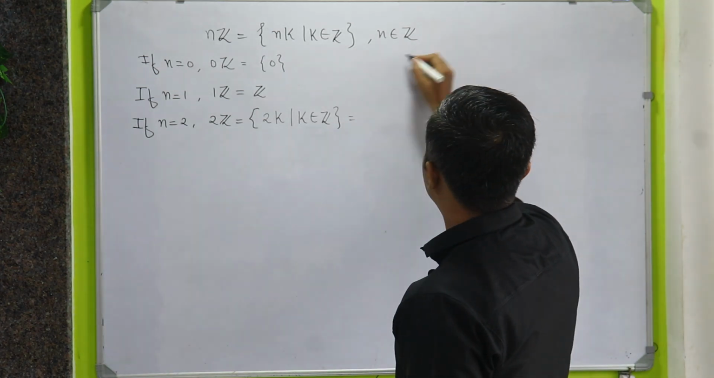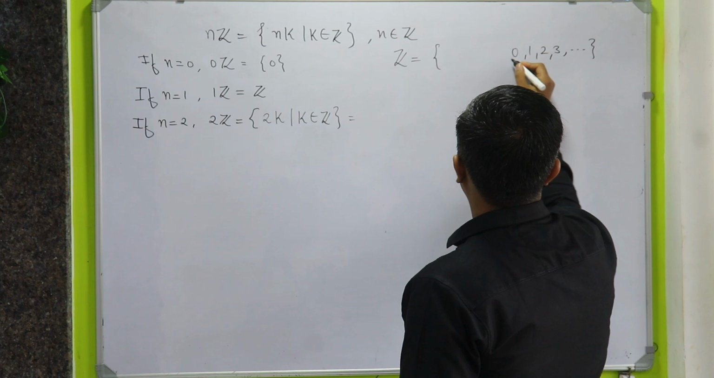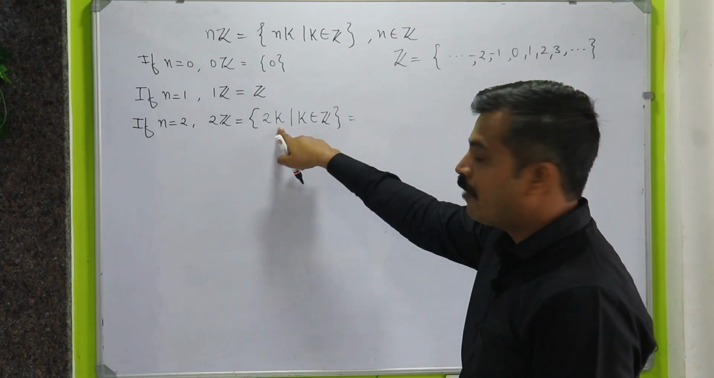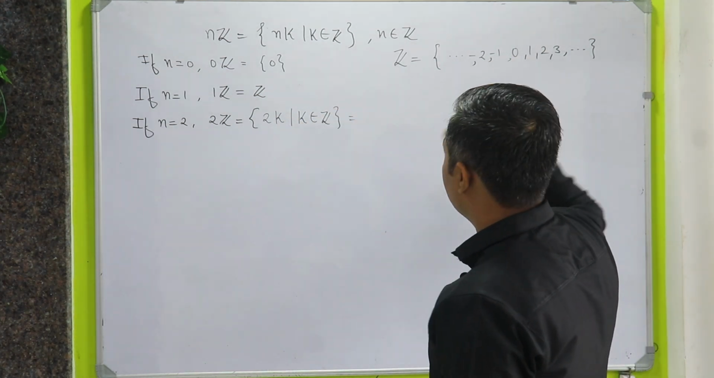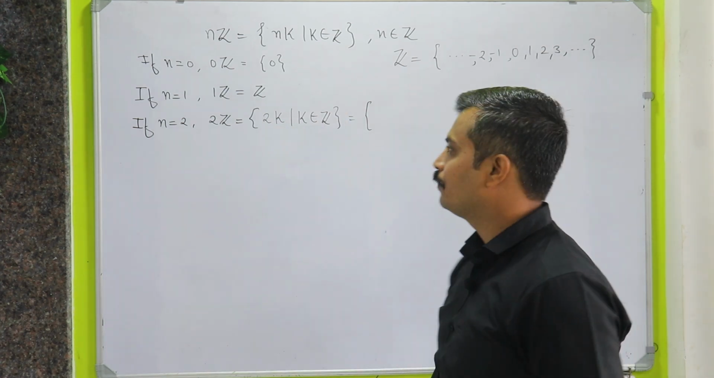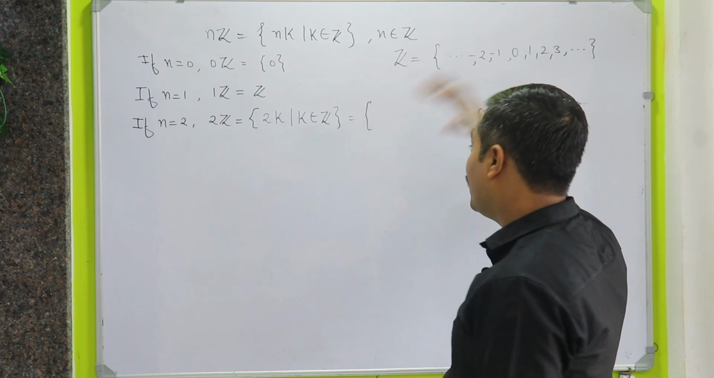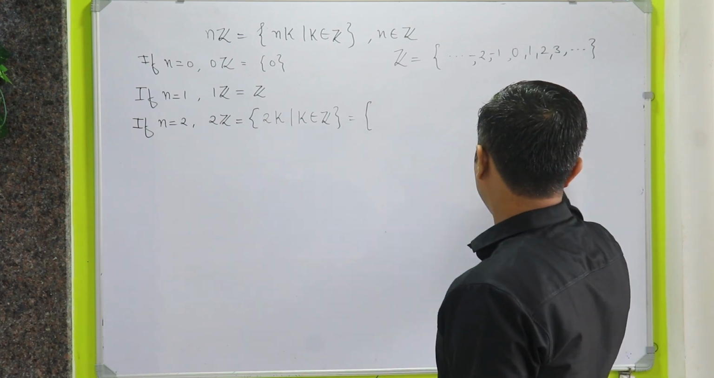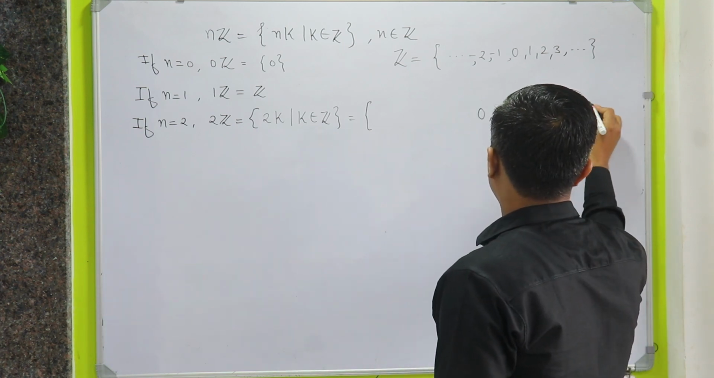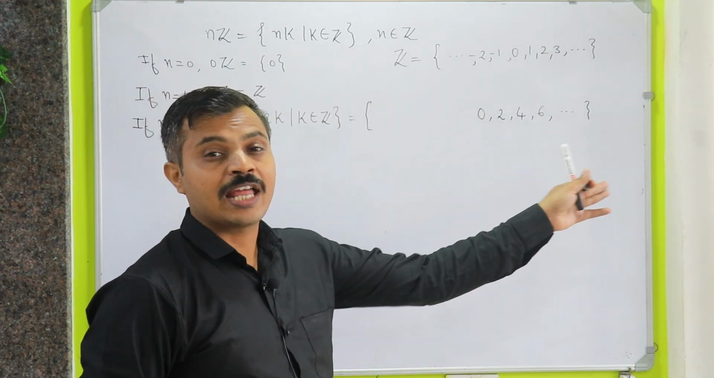We already know Z is actually nothing but 0, 1, 2, 3 and so on. On the negative side, -1, -2 and so on. So if I put my value of k here as 0, then I will get 0 as the element of 2Z. If I fix my value of k as 1, so 2 ones are 2. Similarly, if I fix my value of k as 2, that will be 4. If I fix my value of k as 3, that will be 6, and this will be continued. I hope you can guess the rest of the elements. So 8, 10 and so on.